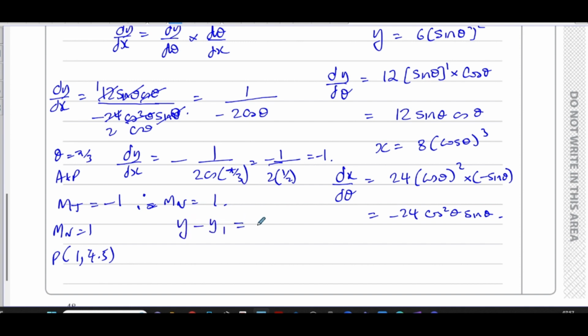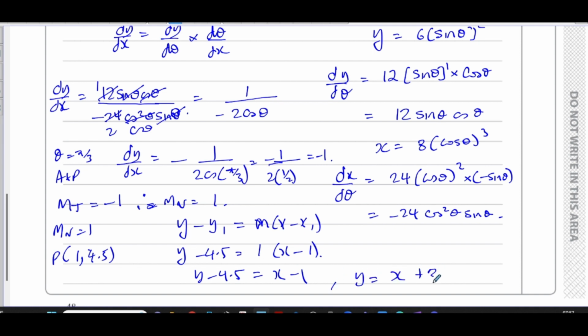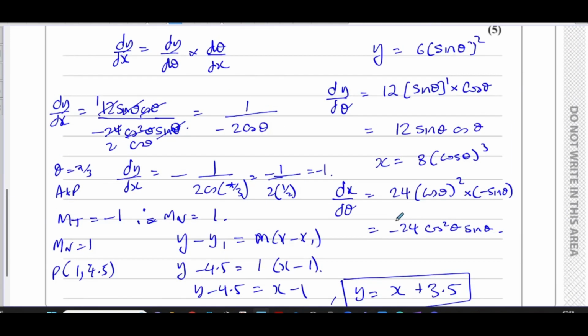So we can now, with 1 and 4.5, find the equation of the normal: y minus y1 equals m times x minus x1. So you have y minus 4.5 equals 1 times x minus 1. So you have y minus 4.5 equals x minus 1. Add 4.5 to both sides, so y equals x plus 3.5. Minus 1 plus 4.5 is 3.5. And I think that's exactly what we had to show. Y equals x plus 3.5.